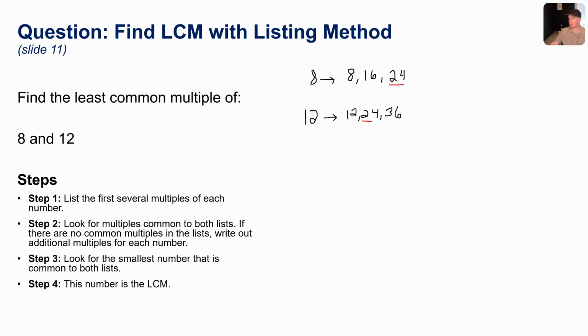Now, these numbers do share some other multiples, right? If I list out the first 6, we have 32, 40, and 48, and then I continue with the number 12. The number after 36 is 48. We see these match up too. But since these are common multiples but not the smallest, they would not be considered the least common multiple here.